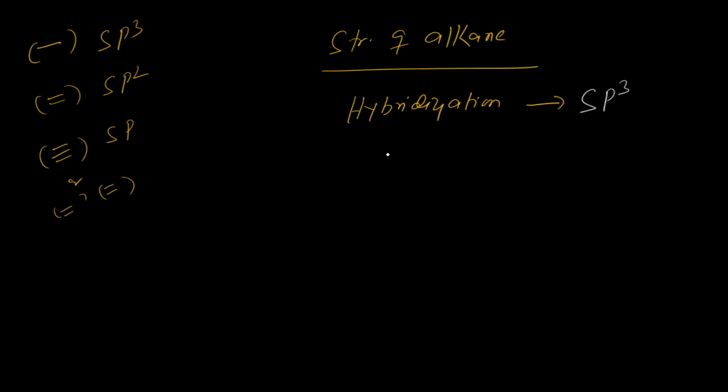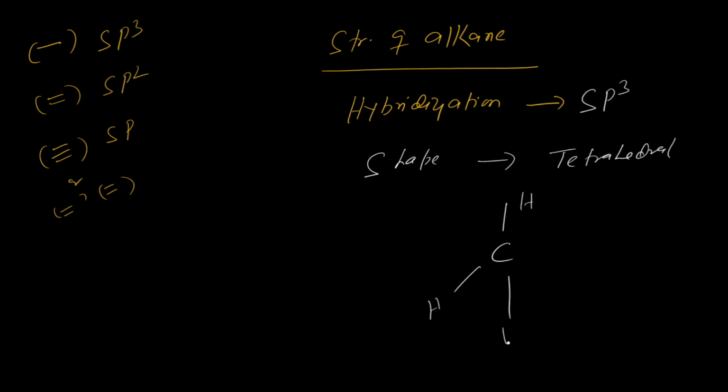Now what about the shape? It has a tetrahedral shape. The geometry is the same, tetrahedral. So how does it look? In the case of methane, it looks just like this. So methane is tetrahedral. Now it can have a different structure. We have this tetrahedral.